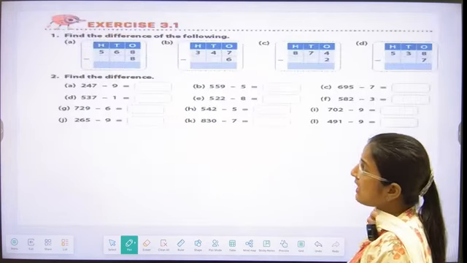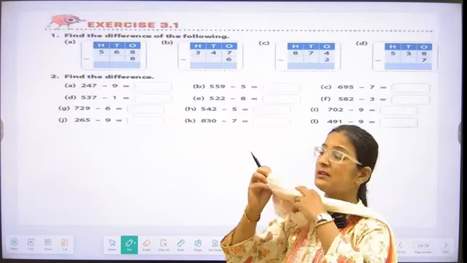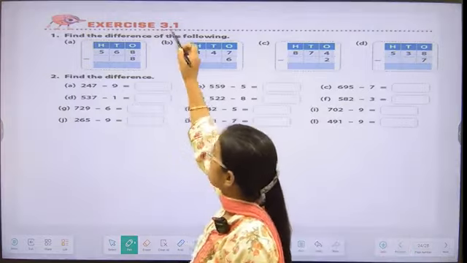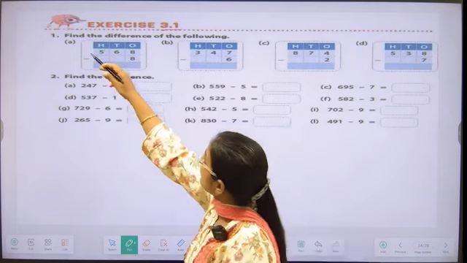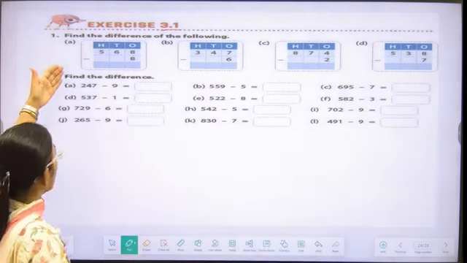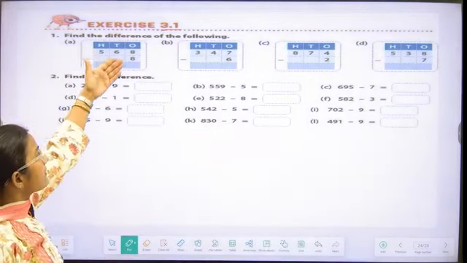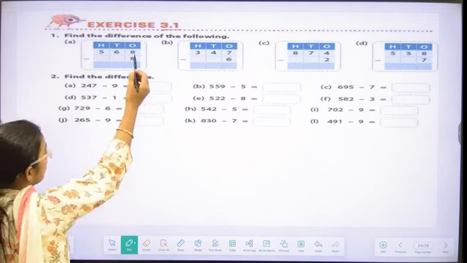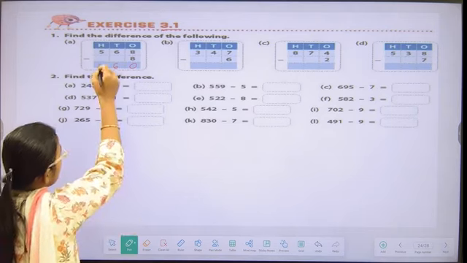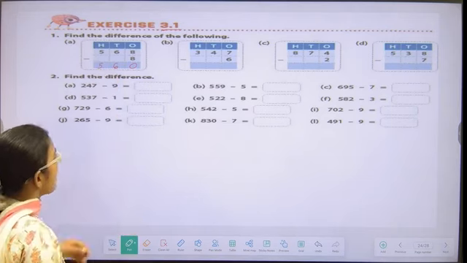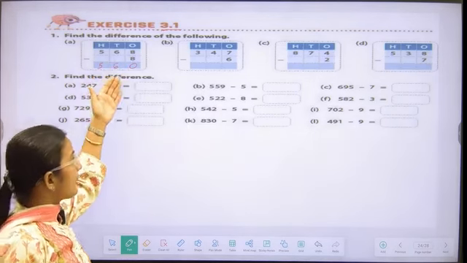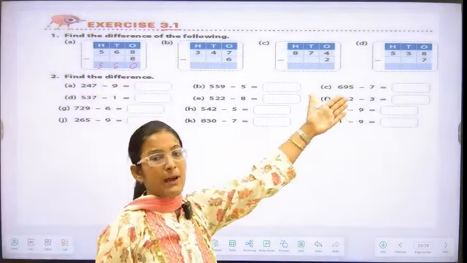Now, student, let's start our first exercise, that is exercise 3.1. Our first question, we have to find the difference of the following. Let's start with the first one. We have to subtract 8 from 568. If I am subtracting 8 minus 8, I am getting 0. Then we have no need to subtract anything from 6 and 5. So our difference will be 560, student. Similarly, you can attempt the B, C and D parts, student.